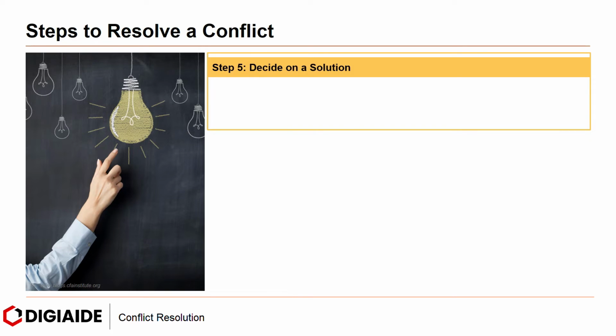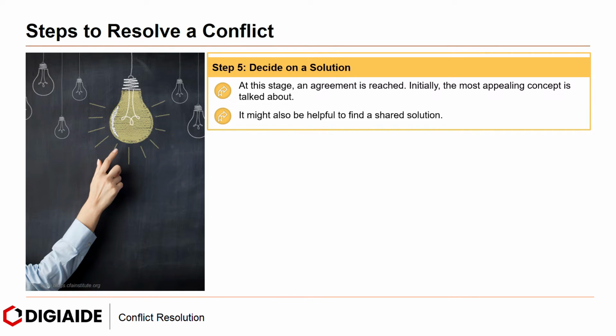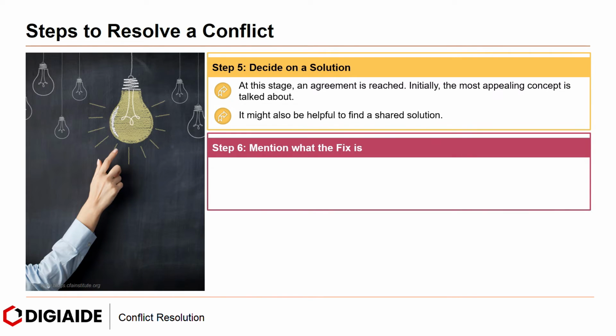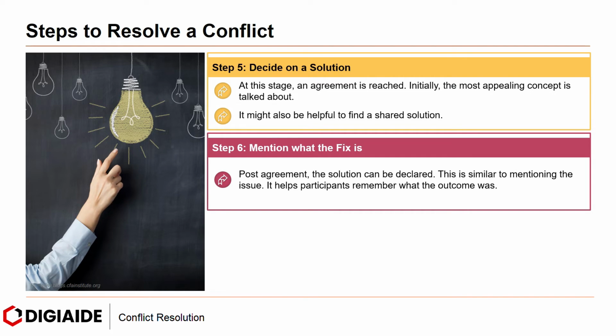Step 5. Decide on a solution. At this stage, an agreement is reached. Initially, the most appealing concept is talked about. It might also be helpful to find a shared solution. Step 6. Mention what the fix is. Post-agreement, the solution can be declared. This is similar to mentioning the issue. It helps participants remember what the outcome was.